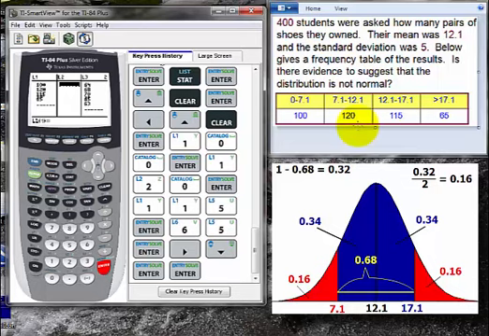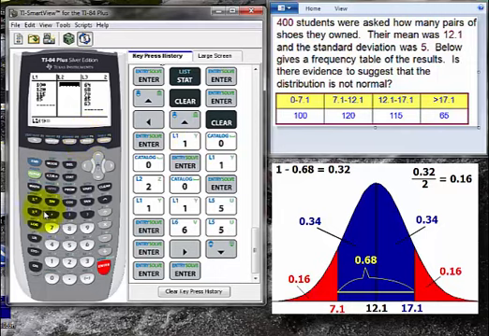Well, if 68% is inside, then 1 minus 68% is 32%. That means 32% is outside. But to the far left will be half of that, because half is on the left, half is on the right. It's symmetric. Half of 32% is 16%. So we would expect 16% to be in this first interval, negative infinity to 7.1. Negative is not going to happen when it comes to pairs of shoes owned, so I'm just going to call it 0 to 7.1. And there should also be 16% above 17.1.